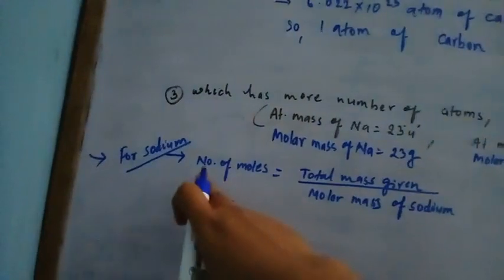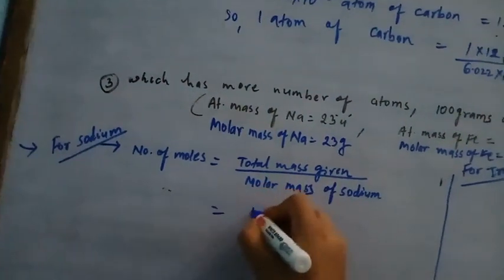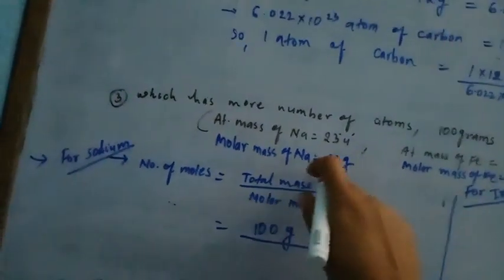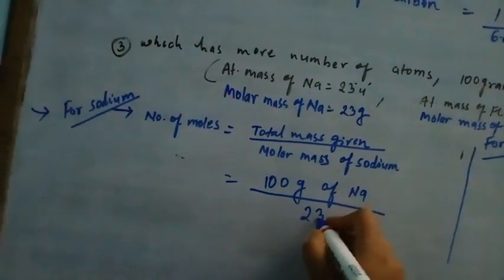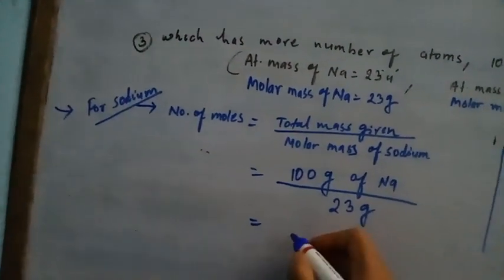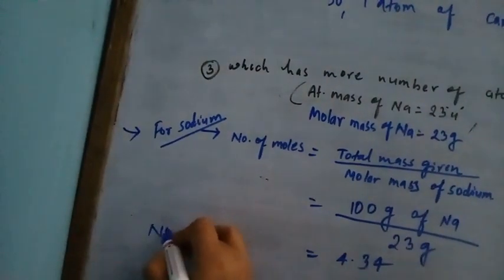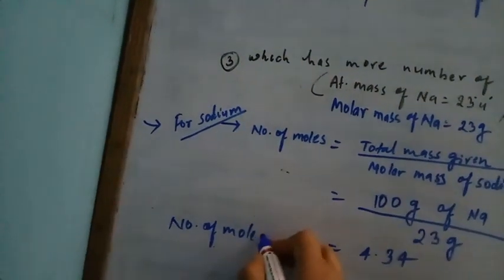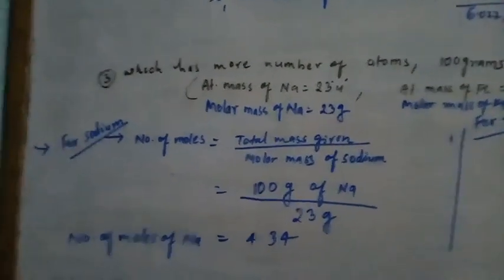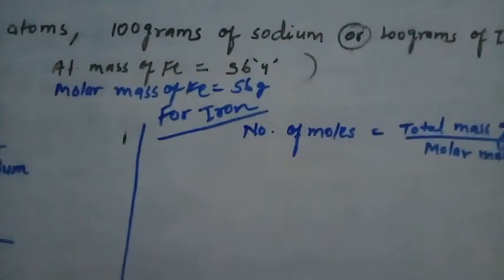First, from this equation we will calculate the number of moles. Total mass given is 100 gram of sodium, divided by the molar mass of sodium we have just calculated, 23 grams. So we will get 4.34 moles. So here we can write the number of moles of sodium atoms is 4.34. Similarly we will do for iron. Here we have done for sodium. In the next case we will do for iron.